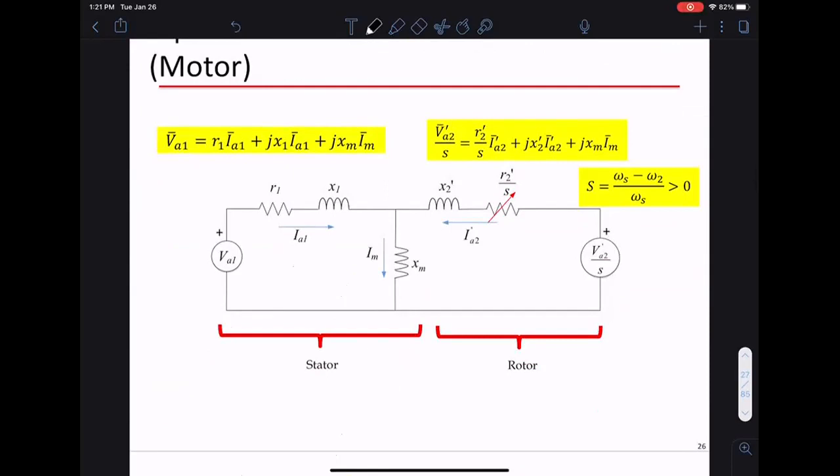Okay, so let's stop here. Let's take a break until 1:30. Then we'll go into these equations and work through some examples, remind ourselves what these things are and what the quantities are when we look at induction machines. Okay, so let's resume at 1:30.